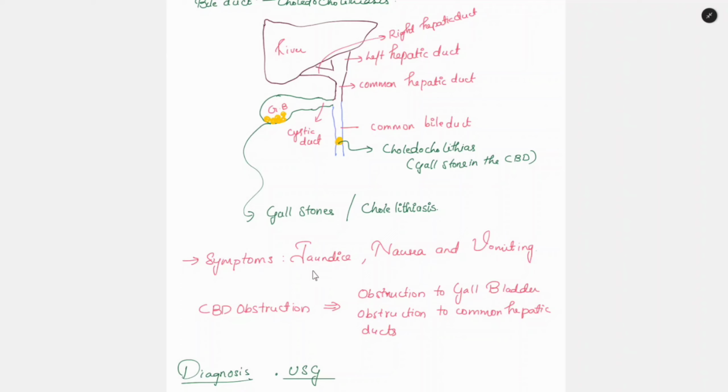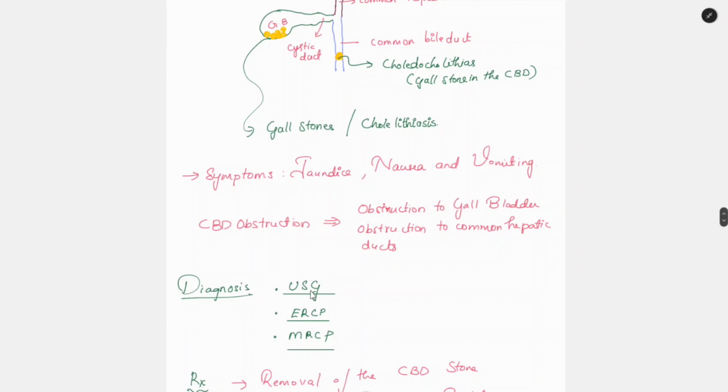So of course, the patient will experience jaundice, nausea, and vomiting. Remember, in the conditions which we studied earlier, there was no jaundice. And in this case, there is jaundice because the outflow tract from the liver is also blocked. And when there is CBD obstruction, there is obstruction to the gallbladder and to the common hepatic ducts. That's what I told you. Diagnosis is done by USG, and more accurately, you can diagnose it by either ERCP or MRCP.